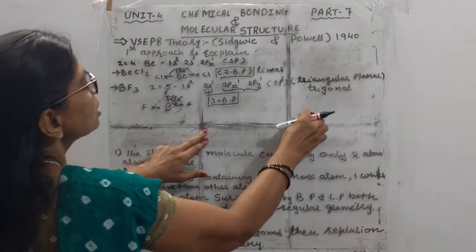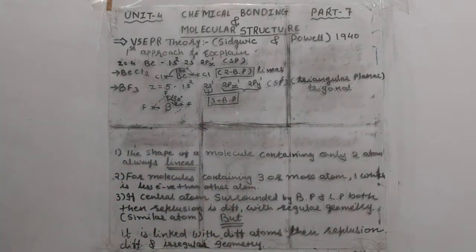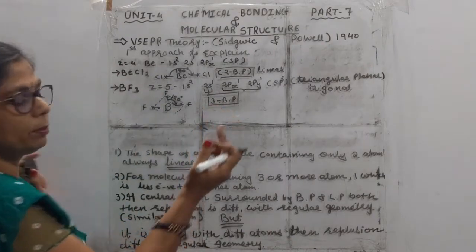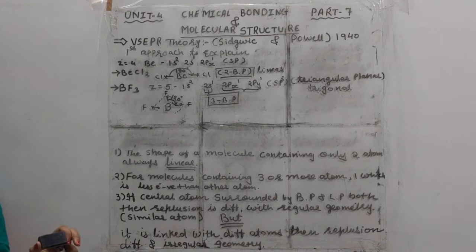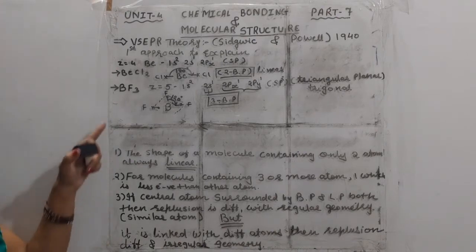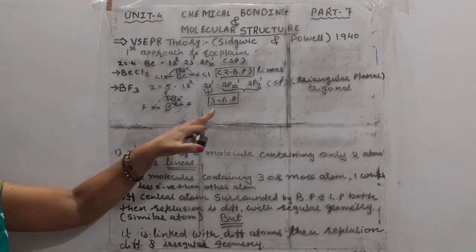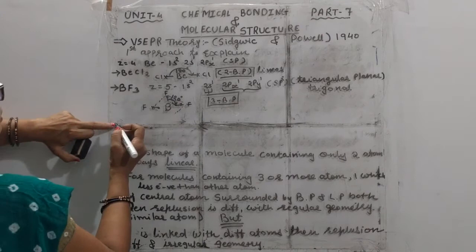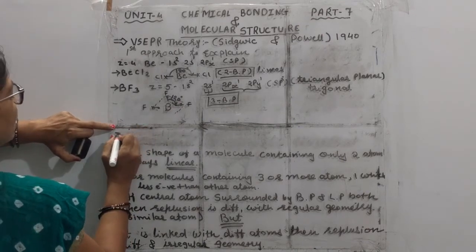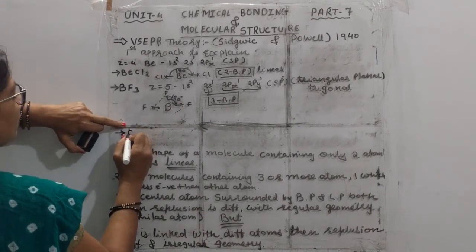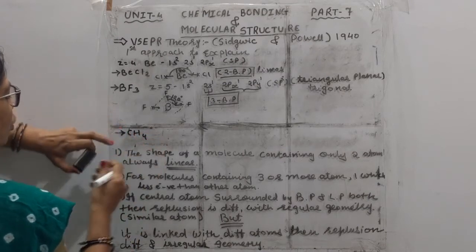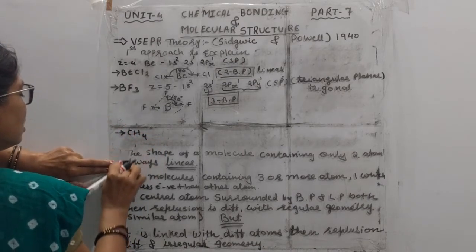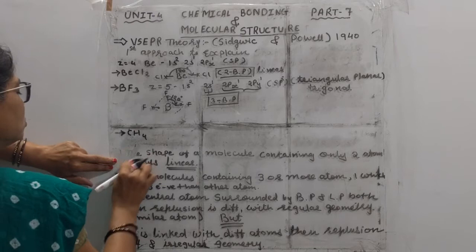Which example, students? Which example should I take? With BF3 you can take, with BCl3 also, even AlCl3 also you can take for this 3 bond pair with sp2 hybridization. Now we'll go with the next, the 4 bond pair. So we'll take the example of CH4. CH4 means methane. Okay, very good student.